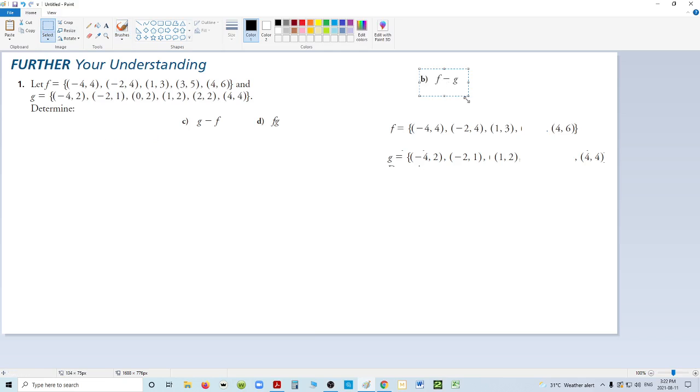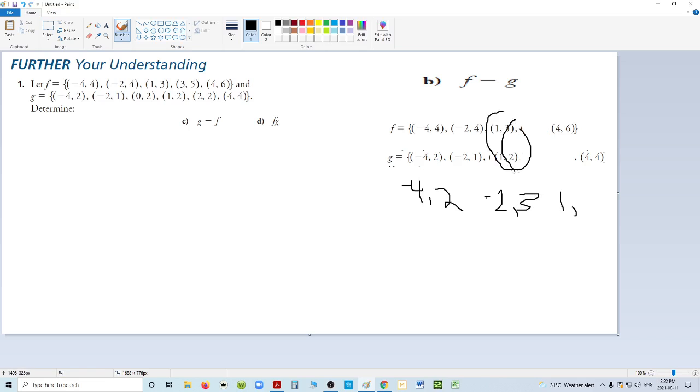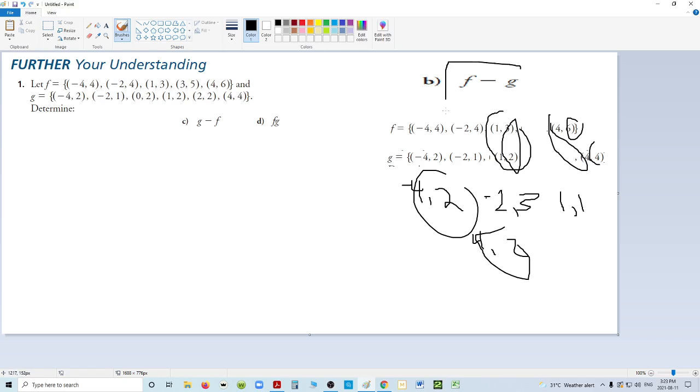Okay, this time you're going to take all the y values of f and you're going to subtract the y values of g. So I'm going to take the same minus 4 and I'm going to do 4 minus 2 because it's f minus g, 2. And then I'm going to take minus 2 and I'm going to take 4 minus 1, 3. And then I'm going to take 1 and I'm going to take 3 minus 2, 1. And then I'm going to take 4. And what's 6 minus 4? 2. And here's my new data sets. Minus 4 comma 2, minus 2 comma 3, 1 comma 1, 4 comma 2. And that's f minus g.